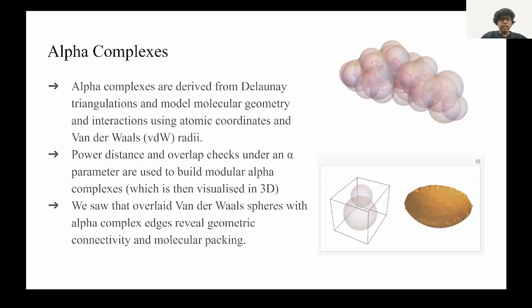We built what's called an alpha complex, which is a network of edges that reveals how atoms are geometrically connected and packed. And when we visualized these in 3D, we saw how overlaying van der Waals spheres with alpha complex edges helped us understand the molecule's spatial organization.